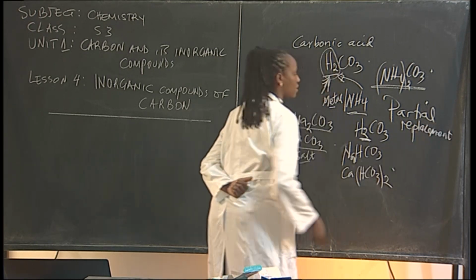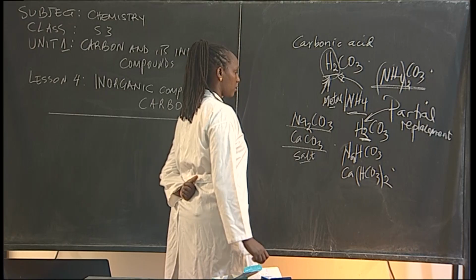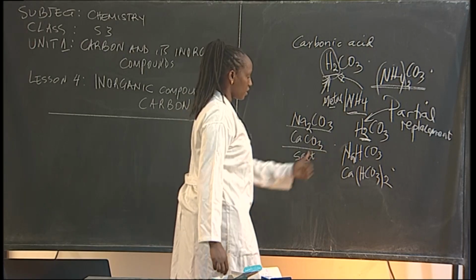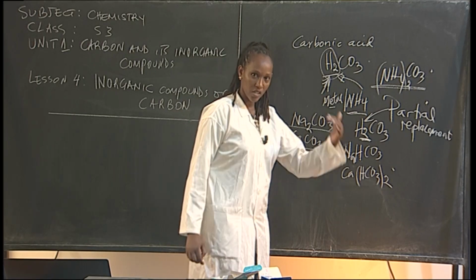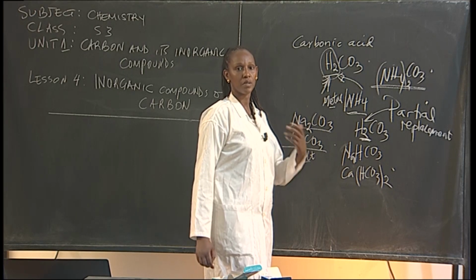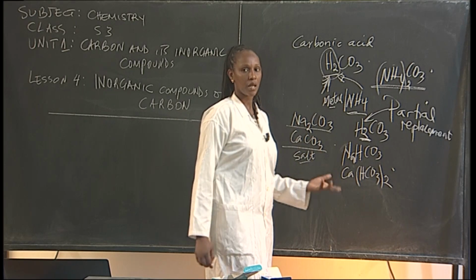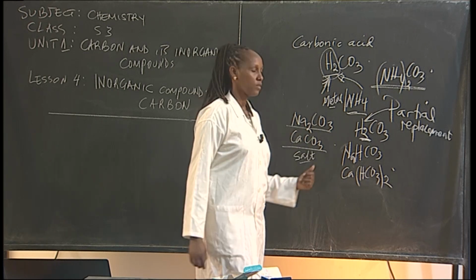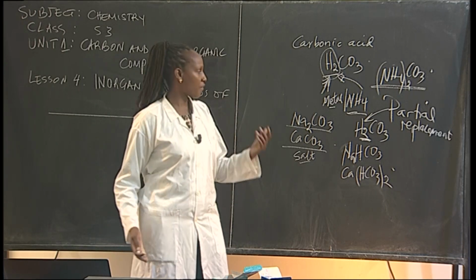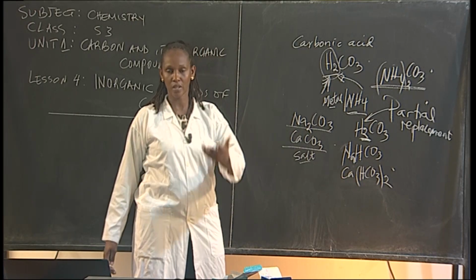This is partial replacement. So one hydrogen is removed, then you remain with one, then you add a metal. That hydrogen that is being removed is replaced by a metal. So you get what we call hydrogen carbonate metals. So we have examples of sodium hydrogen carbonate, potassium hydrogen carbonate, to mention but a few. So just remove half of the hydrogen, because we have two hydrogens, one remains, then put in a metal.